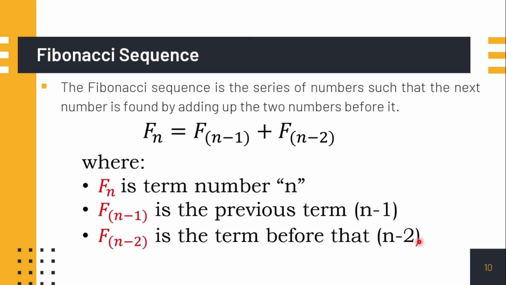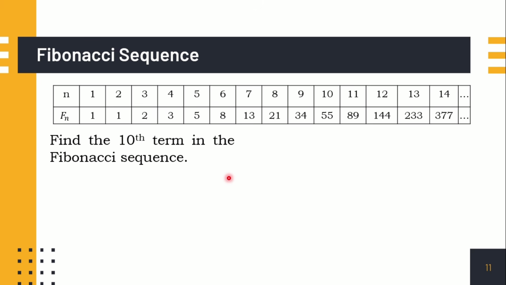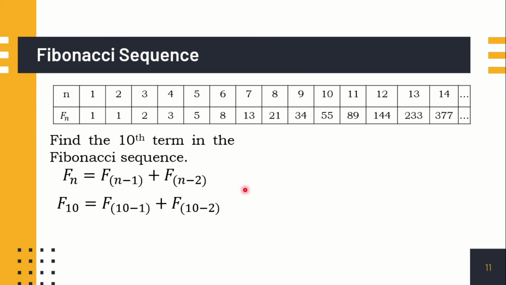Now, okay, for example, so this is the first 14 terms in the Fibonacci sequence. Okay, so let's try. Find the 10th term in the Fibonacci sequence. So using the formula, so f sub n is equal to f sub n minus 1 plus f sub n minus 2. So palitan lang natin ang n natin ng 10. So that will become 10 minus 1, that is f sub 9. Dito naman 10 minus 2, that is f sub 8.